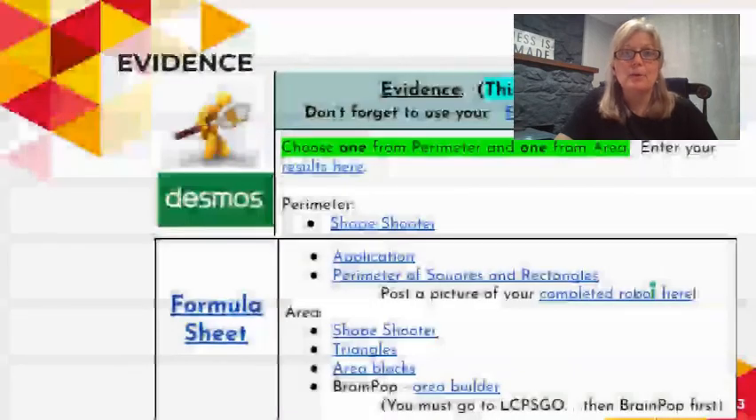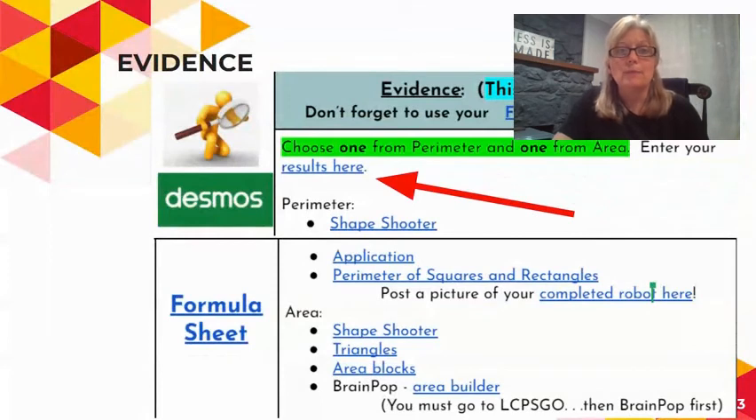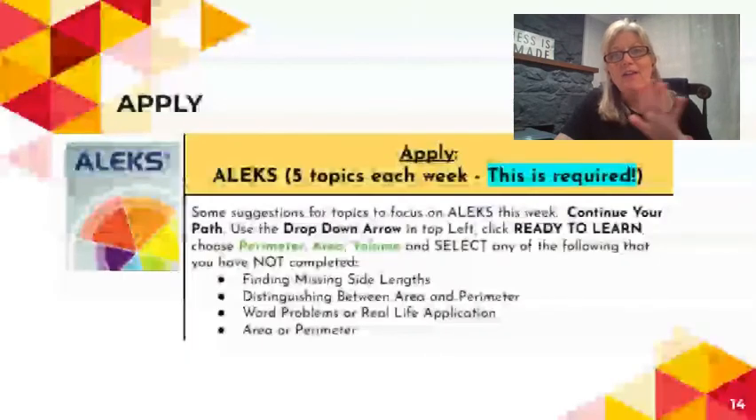The next part is the evidence. Here is where you're going to choose whether you want to watch perimeter or area. You want to do one of each. You don't have to do all of them. Do one of each, but make sure that you record your results. This is a Google form, not a Padlet this time. So really make sure that you complete this. This is required. 5 ALEKS topics for the week. Once again, 5 ALEKS topics. Choose the ones that are about perimeter and area and volume.